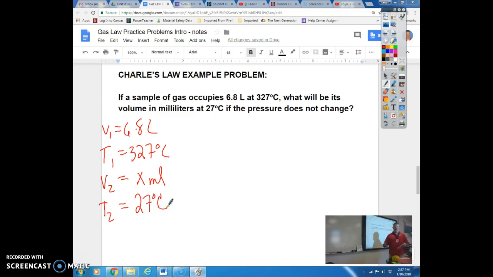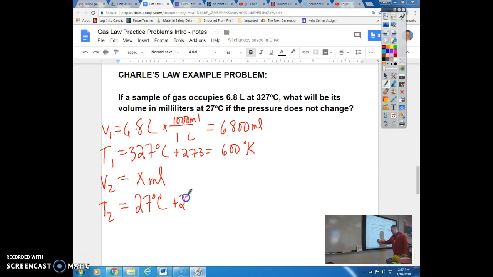Just like in all of them, make our list. Now let's look at our units. Do we have them all the same? We have milliliters and liters. Let's do a conversion. So we get 6,800 milliliters. Units there, good volume. Temperature, Celsius. Remember, we can't use Celsius or Fahrenheit. We've got to convert it to kelvins. So we're going to add 273, which means our kelvins works out to be 600 degrees Kelvin. Add 273 to 27, and we get 300 degrees Kelvin.